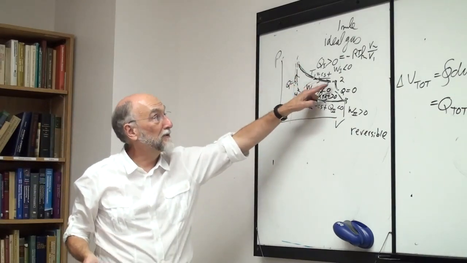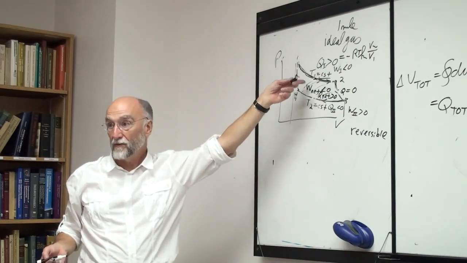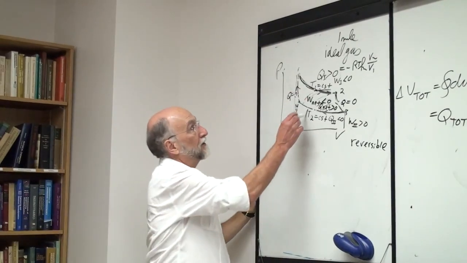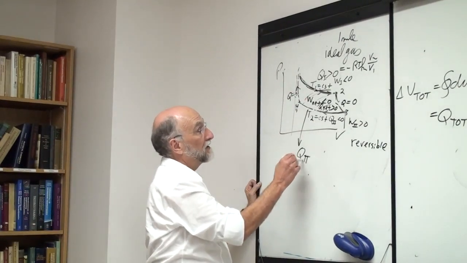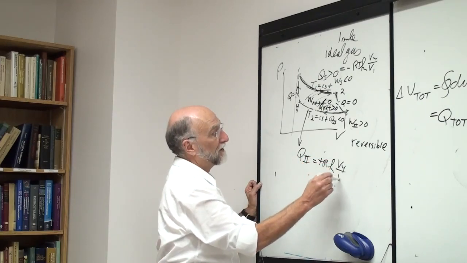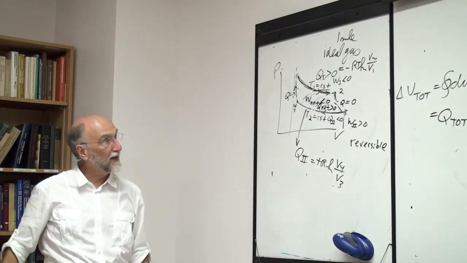The work of expansion will be greater than RT log V2 over V1. The Q is minus nRT log V2 over V1. The Q down here, the Q2, is equal to plus RT log V4 over V3, if you work out the ideal gas law.